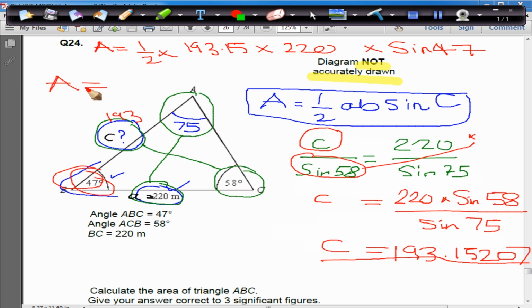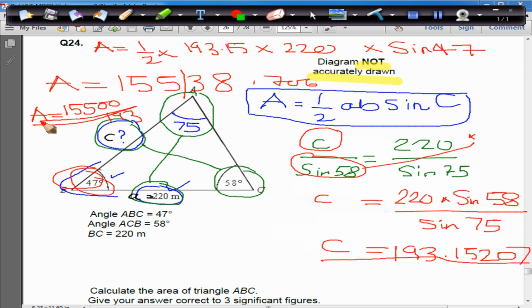So is that 47 or 57? 47. Okay, somebody give me the answer please. 15538.70642. Okay, now remember, we can give this answer correct to 3 significant figures. So the final answer is A equals 1, 2, 3, stop here. The next digit is less than 5, so the answer is 155 meters squared. Okay, we're going to stop there now, folks.